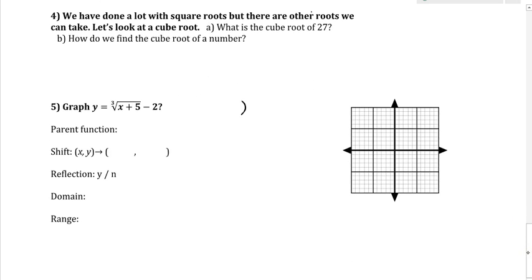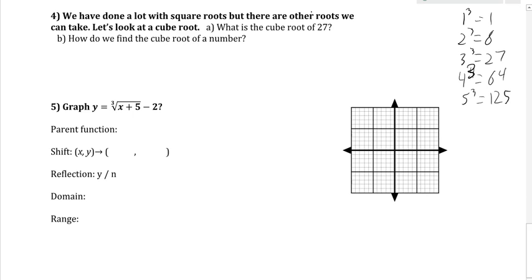We've done a lot with square roots, but there are other roots we can take. We're going to look at the cube root because that's the graph that we're taking. So cube roots and square roots and all roots are connected by thinking about what it's the inverse of. What's it undoing? So cube roots undo cubes. Some cubes that we should know are 1 cubed is 1, 2 cubed is 8, 3 cubed is 27. What's 4 cubed? 64. What's 5 cubed? 125.